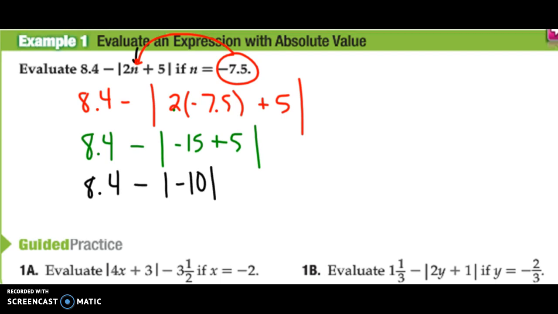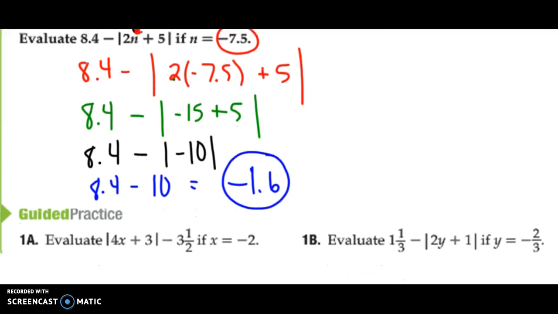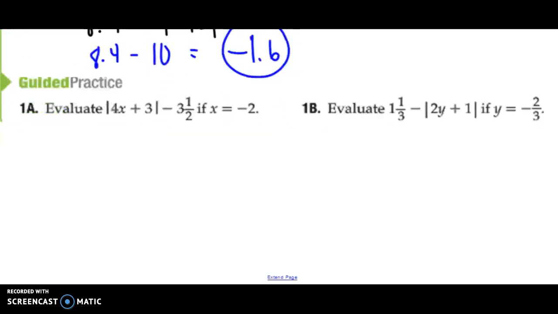Now, we said anything within an absolute value comes out as its distance from 0, so the distance from 0 to negative 10 is 10 units. So 8.4 minus 10, and then I just do that on my calculator. 8.4 minus 10 is negative 1.6. There it is. I evaluated it when n is negative 7.5. And we can put any value in for n, and we'll get a value out.